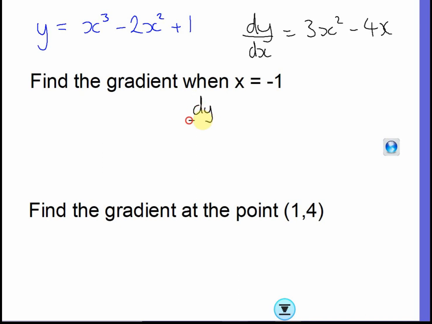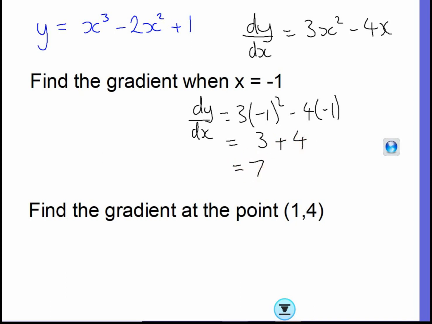So dy by dx is the gradient function. That's what we're trying to find this time. And we're just going to sub in minus 1 into here. Minus 1 squared is 1, so that's 3. 4 lots of minus 1 is minus 4, so minus 4, we're going to get 7. We'll check it at the same time as this one.